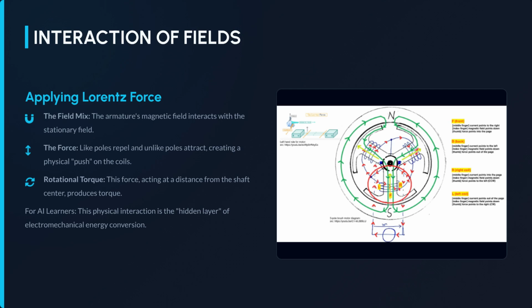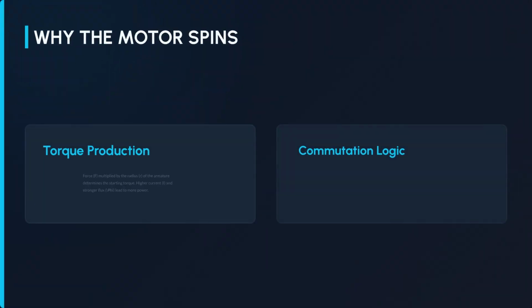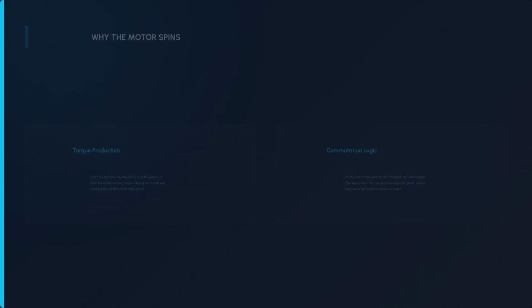For AI learners, this is the hidden layer of electromechanical energy conversion. This visual illustrates the interaction of fields and the resulting force that drives the motor. Torque is produced by the force multiplied by the armature radius. Higher current and stronger flux lead to more power. Commutation logic ensures continuous rotation by flipping the current as the coil passes the neutral point, keeping the magnetic push in the same rotational direction.